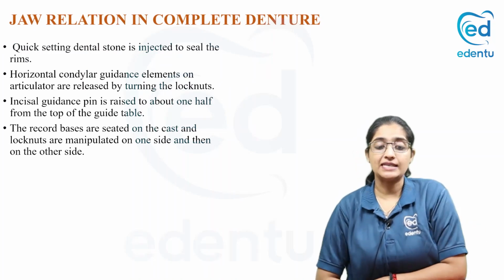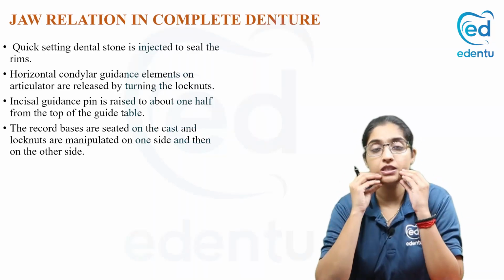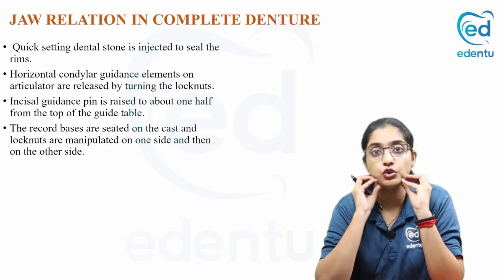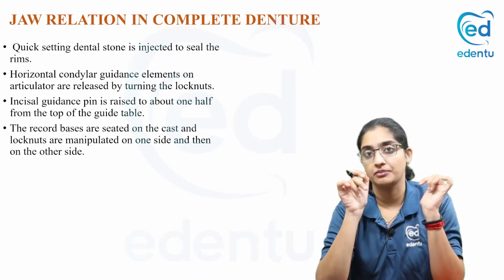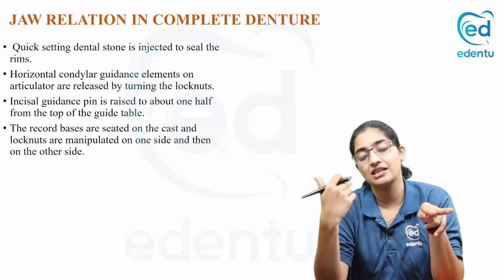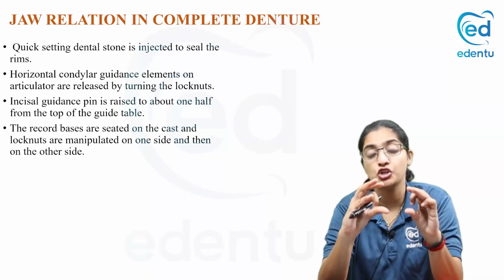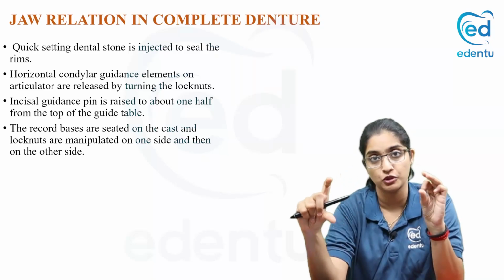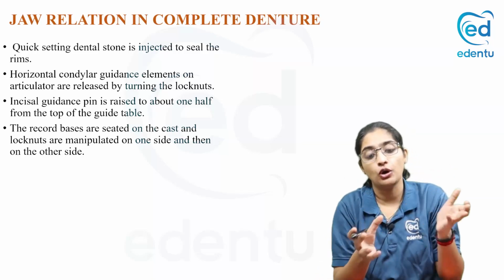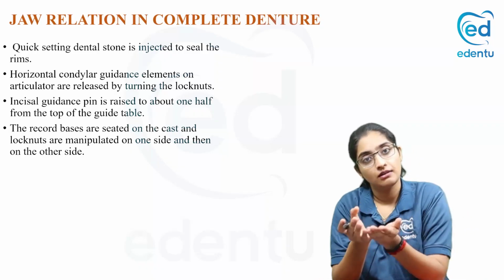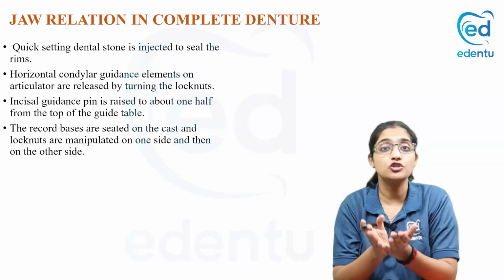Now, a quick setting dental stone is injected to seal the rims. That is, once the patient moves from centric to a protrusive, automatically there is a space which comes between the occlusal rims. So, you inject a fast setting material into that space and ask the patient to hold it in that correct protrusive position so that the record sets. Then you slowly ask the patient to open the mouth and take out that protrusive record, and you can write it as P and mark it. So that is your protrusive record.